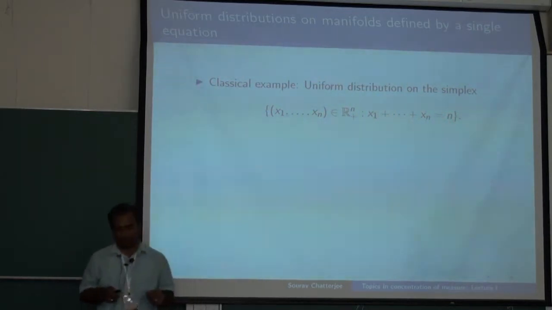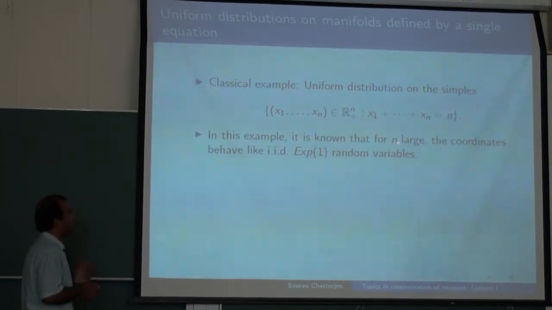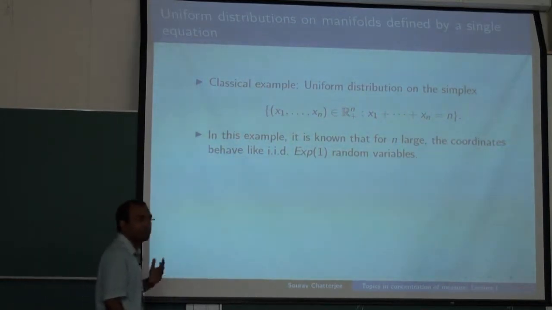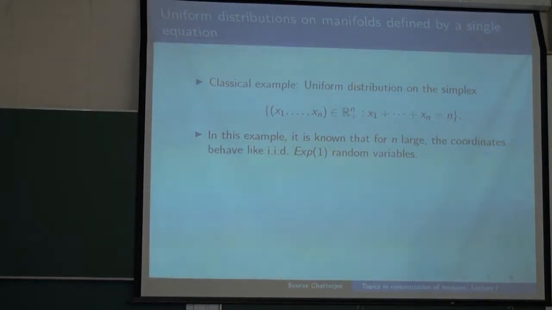That's a standard simplex. And it is known that if you choose a point uniformly from this set, then the coordinates behave like IID exponential random variables with mean 1. Okay, so that is a standard result. And the reason why this happens is that if you take IID exponential random variables, divide the vector by the sum, then that's uniformly distributed on the unit simplex.